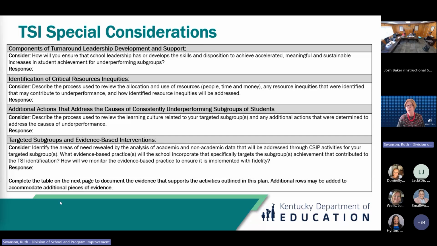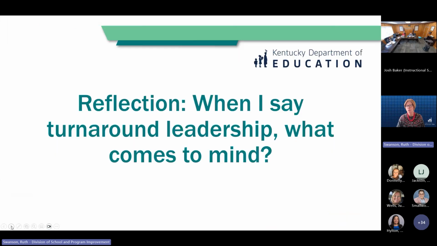So let's break down each of those categories. And I'd like to start by just having you think for a moment, what comes to mind when we bring up this idea of turnaround leadership? If you'd like to share in the chat, please feel free to do that. Or otherwise just kind of reflect internally, what comes to mind around turnaround leadership?